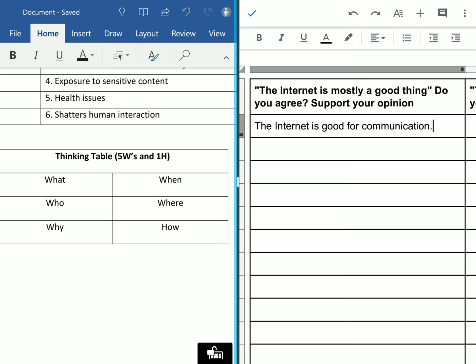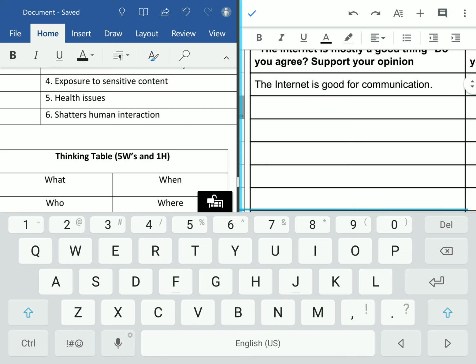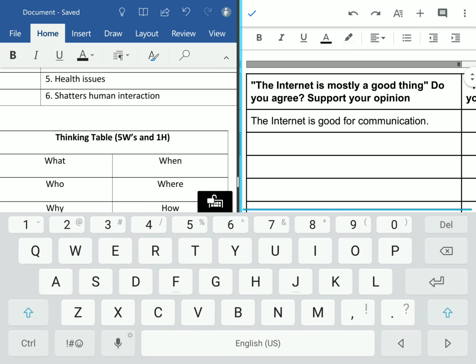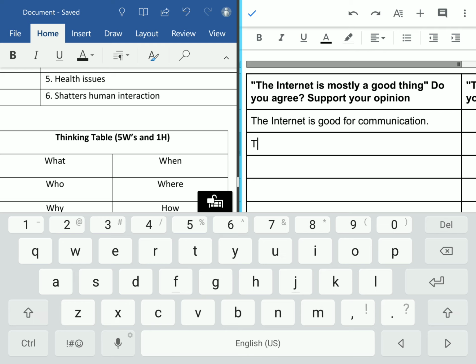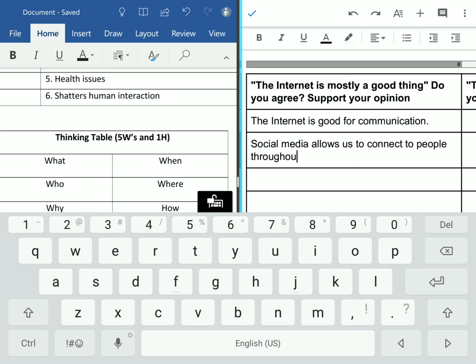But for me, the internet is good for communication because I love social media. I'm addicted to it. Okay, and I use it a lot. I communicate with all my friends through social media, Facebook, Instagram. I mean, WhatsApp is fine, but I still love them because it keeps me updated about my friends. Now, we're going to write about the why, because I'm a science-based student, so I always love to give reasons. Let's write something simple. Social media. Okay, we'll talk about social media. Social media allows us to connect to people throughout the world.